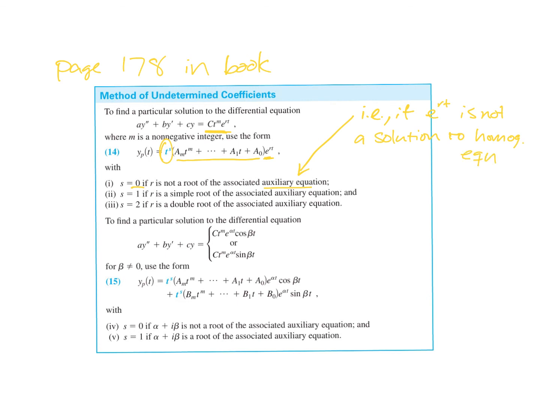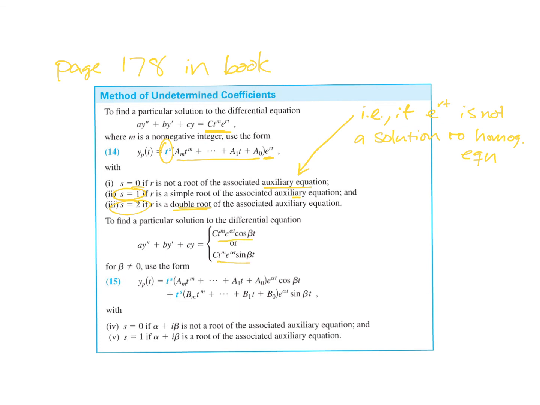And if it is, if r is a simple root of the auxiliary equation or characteristic equation, then you need to add 1 power of t. And if it's a double root, like we saw in that last example, then you have to add 2 powers of t. And we didn't see an example of this, but the same thing is going to be true with our cosines or sines.